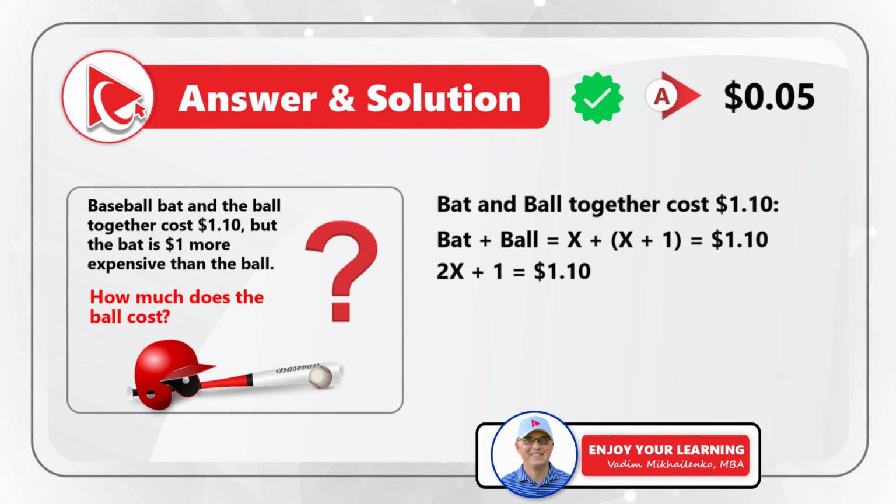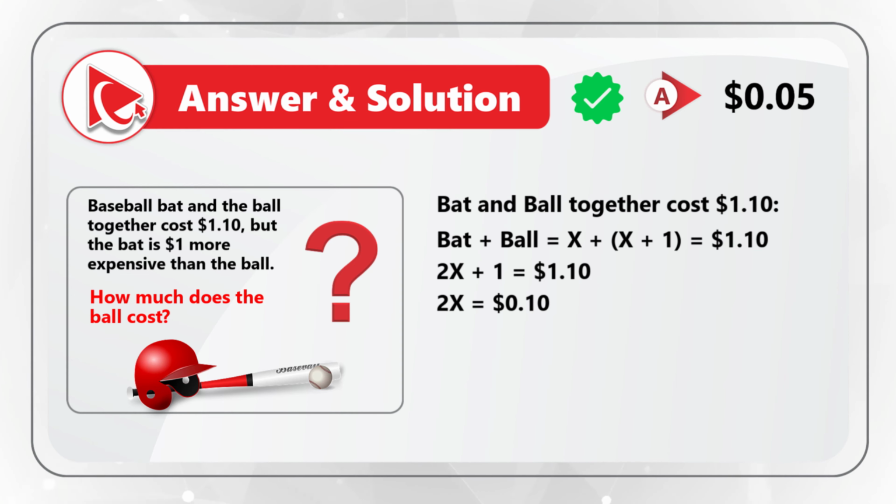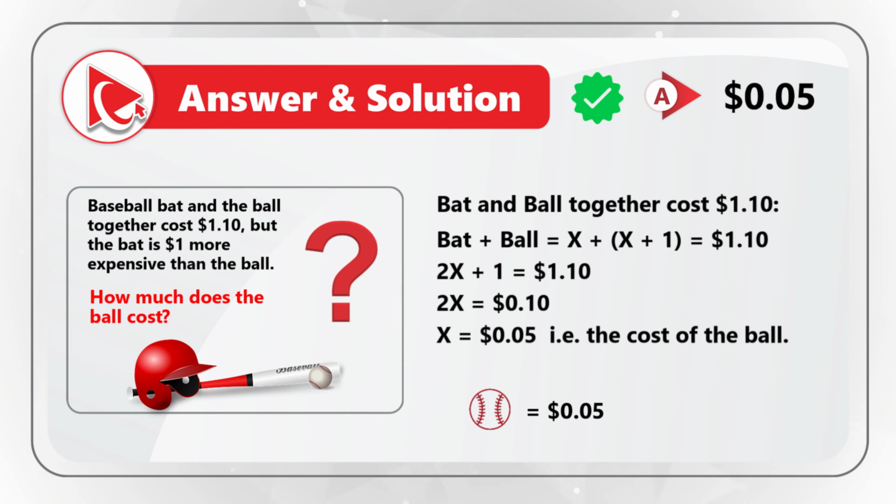If we simplify, we would find out that 2X equals 10 cents, which basically means 2 balls equal 10 cents, which means that the cost of 1 ball, X, equals 5 cents. That tells us that the cost of the ball is 5 cents and the cost of the bat is $1.05.